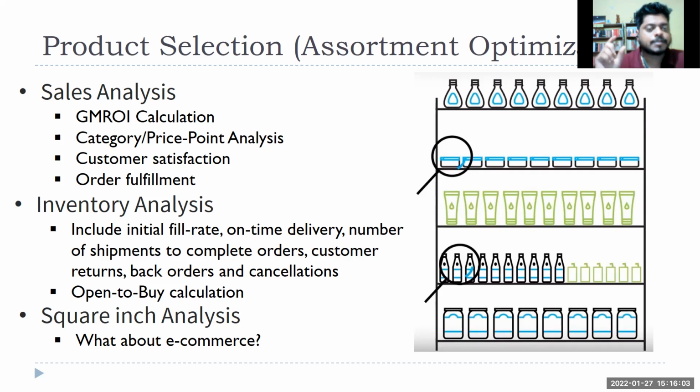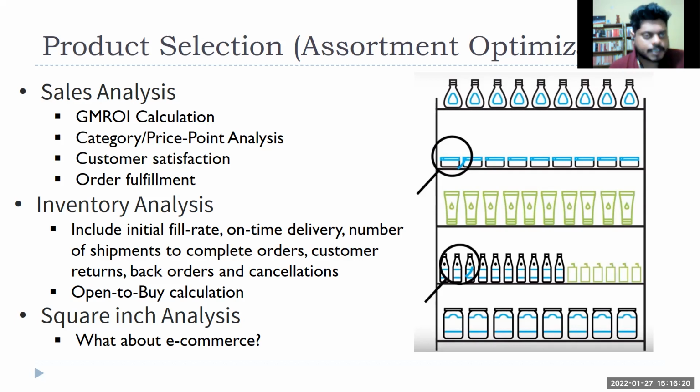So I look into initial fill rate. If somewhere it is 20%, you order 100 and you are getting only 20, then you have to look into the relationship. You have to look into whether you will keep those kinds of brands with you, or keep selling those branded products from your store.